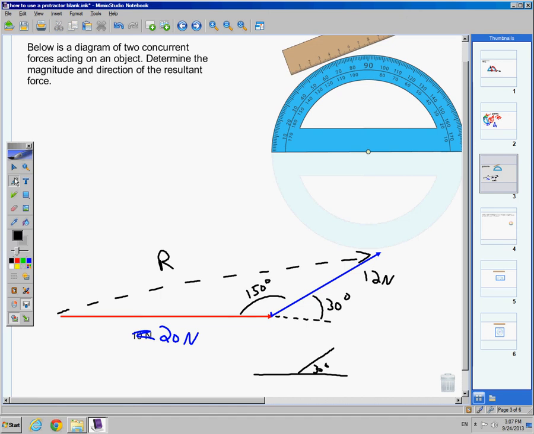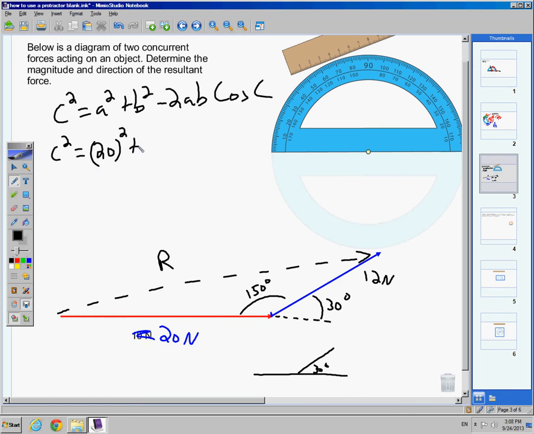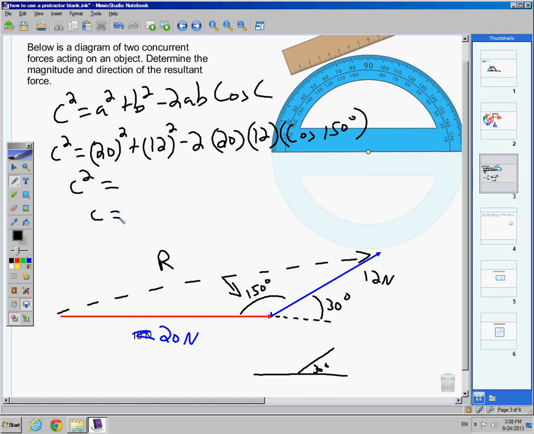So we're going to go back to law of cosines, which is c squared equals a squared plus b squared minus 2ab cosine C. C squared is what we're looking for. A squared is going to be 20 newtons. I'm going to leave the units for time here, squared, plus 12 newtons squared minus 2 times 20 times 12 cosine. Well, we're looking for the angle opposite of the resultant here, so I'm going to put in 150 degrees. Make sure you calculate in degrees, and I'm going to get a c squared and a c answer. If you just give me a second, I'm going to calculate this.